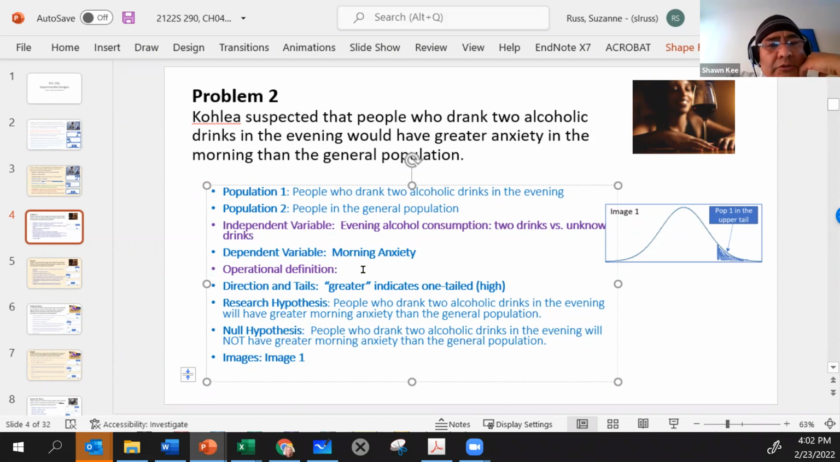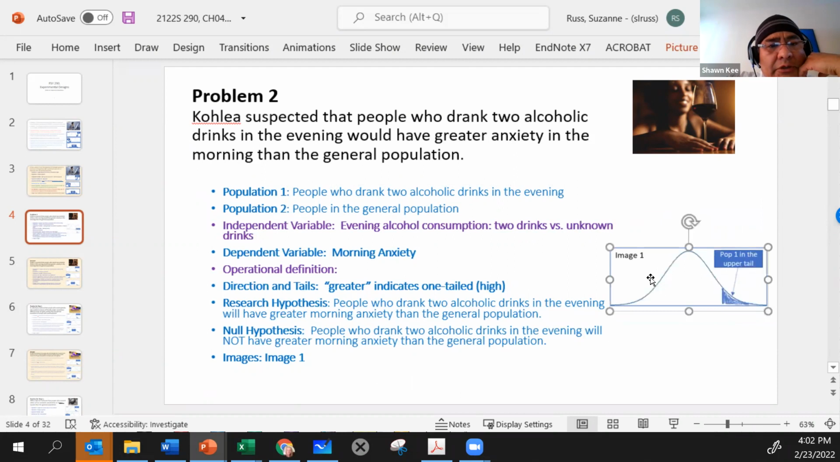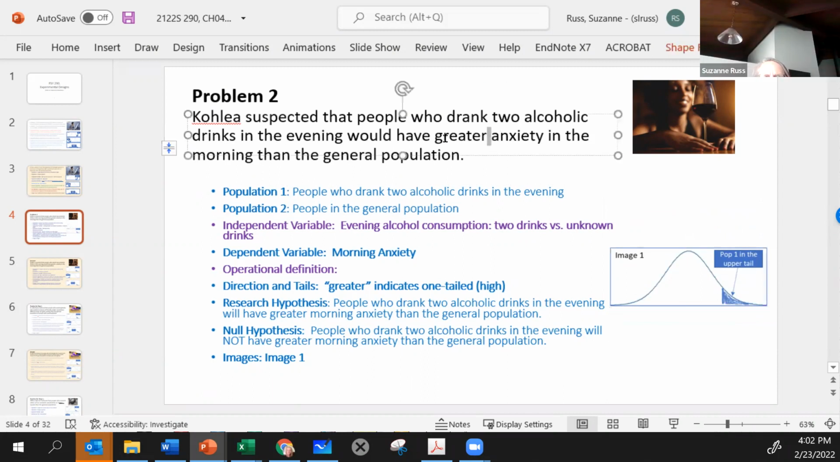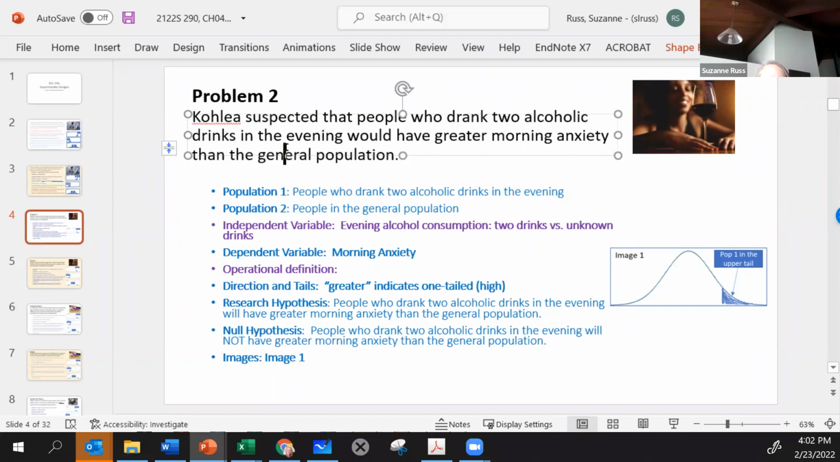Dr. Russ? Yes. On this problem, it says two alcoholic drinks in the evening would have greater anxiety and, oh, okay. I'm sorry, I read it wrong. Yeah, we should change this in the problem. Morning anxiety. Okay, well, it was my mistake, but that is a better way to state the problem. This is why language really matters, how we state things. Okay, so now let's go to the operational definition, morning anxiety.